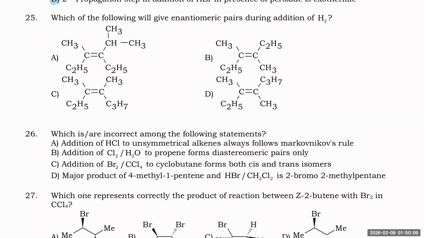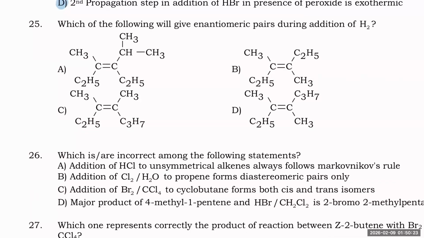Which of the following give an enantiomeric pair during addition of H2? This has been a JEE question and is very frequently asked. Very simple though, but there is always a chance of making mistakes. Notice here we have a chiral center here. Correct? Sorry, not a chiral center. I mean there is a double bond here.